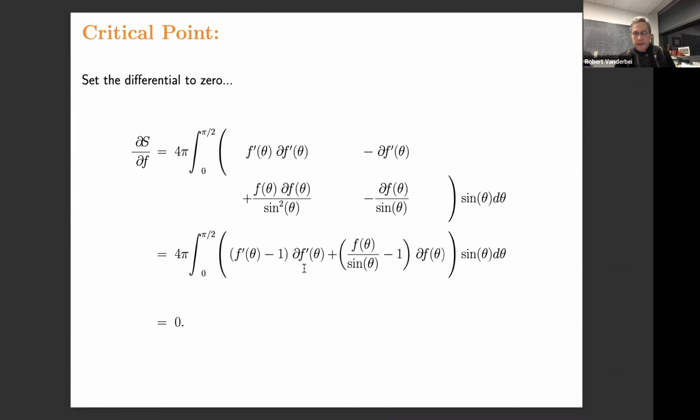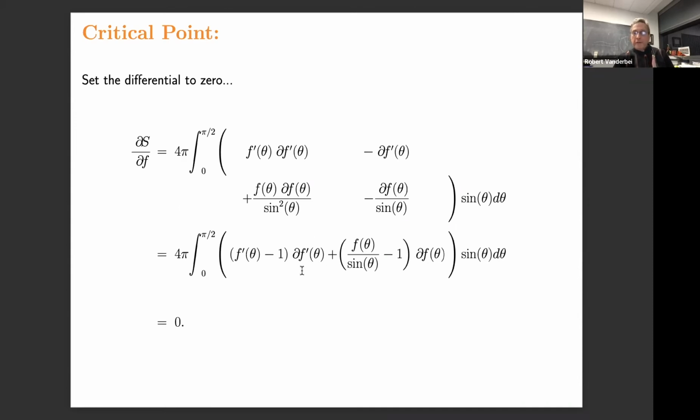The derivative of delta f appears here. If this weren't here at all, let's just imagine for a minute that this isn't here at all. And I'm saying that the integral of something, some function of f times delta f times sine theta has to be equal to 0 for every choice of the function delta f. The only way for that integral to be 0 for all choices of the function delta f would be if the thing multiplying delta f was equal to 0. That would just say f of theta over sine theta minus 1 times sine theta has to equal 0. That would be simple.